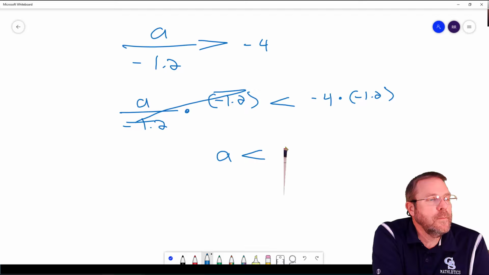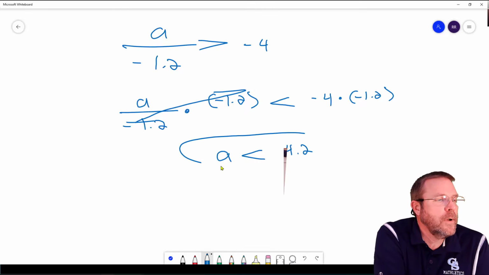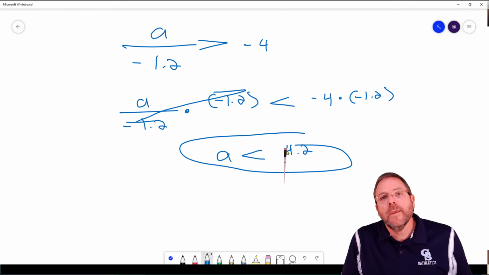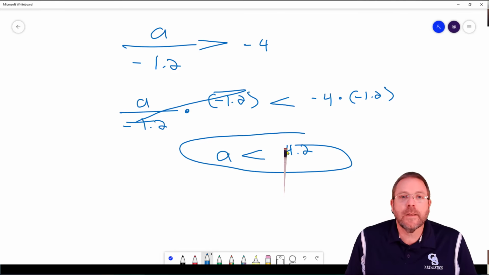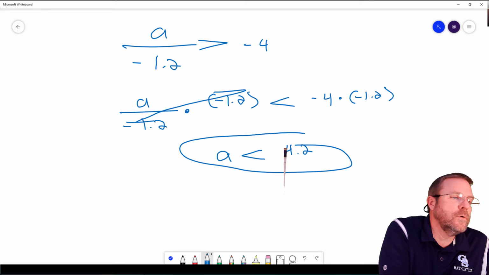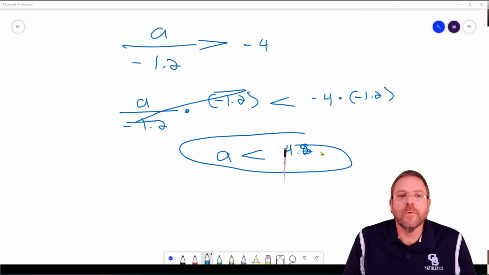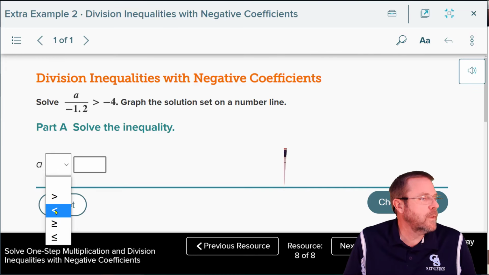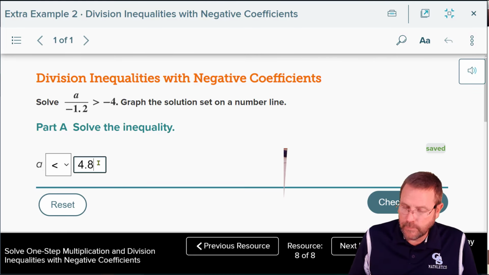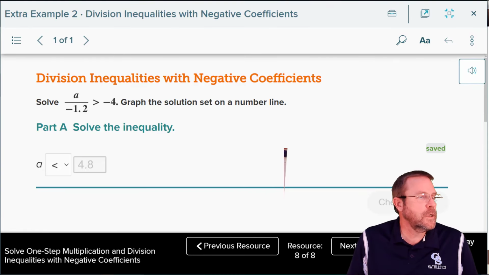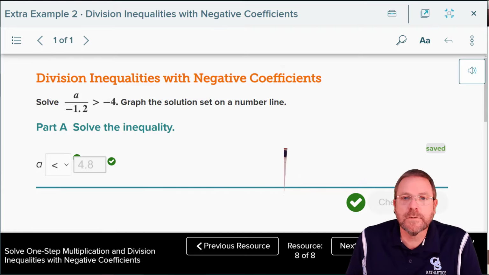Well, that's going to end up being 4.8, and negative times a negative is going to be a positive. So your final answer is going to be a is less than 4. Oops, I have to put a 2 there. That should be a 4.8. Come back over to where we can check it. a is less than positive 4.8. Check, and the answer checks. It really is that simple to work these problems.